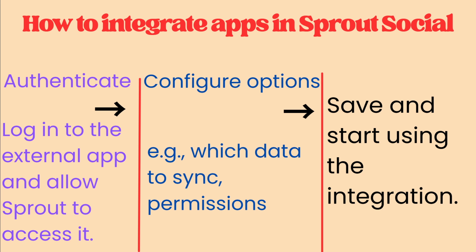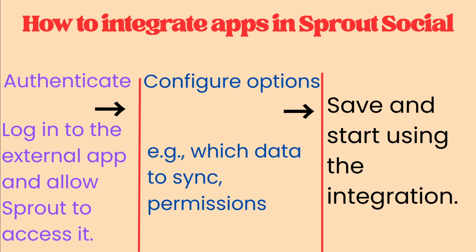This is typically an OAuth process, which means you're signing in directly with the provider, not sharing your password with Sprout. Review the requested permissions carefully, things like read access for Analytics or read and write access for Publishing, then approve. If your organization uses single sign-on or multi-factor authentication, complete those prompts as usual.